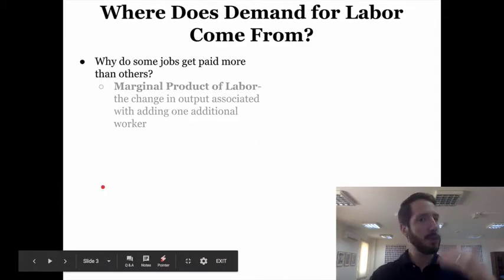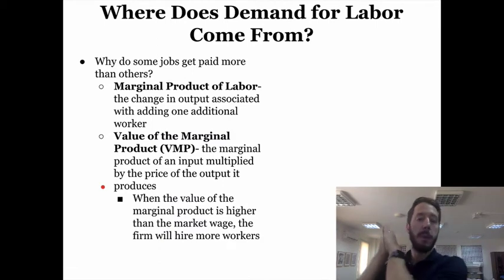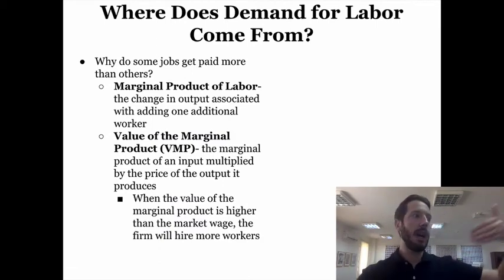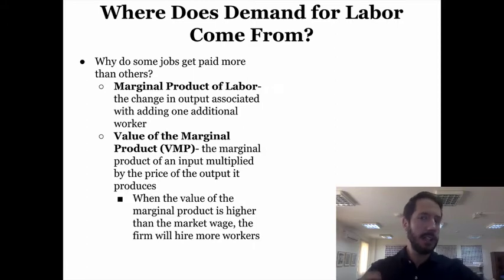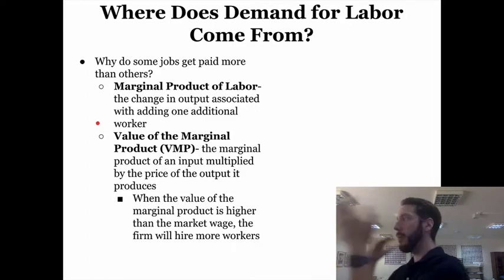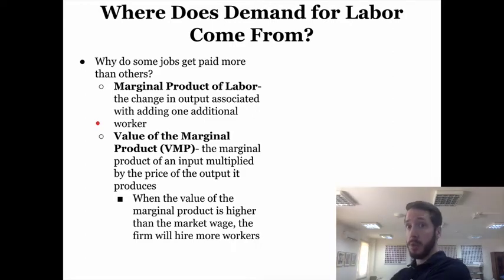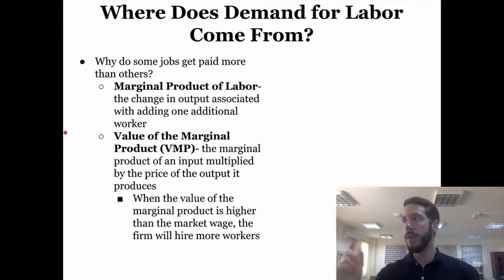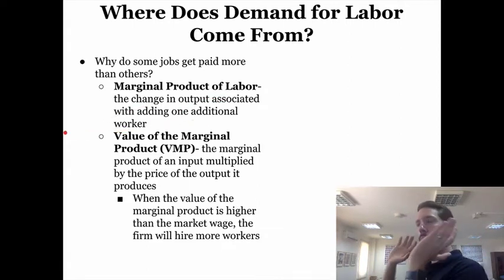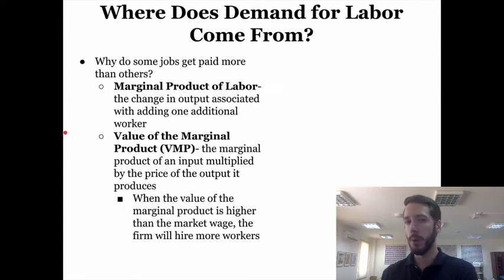So those are a couple of reminders and terms we need. Now, the two big terms that we need to understand to figure out why people get paid the salary they do in a particular business are marginal product of labor and the value of the marginal product. Marginal product of labor is the change in output, how much more of that good or service can you produce by adding one additional worker. So if I hire one more person, how much more output can I get?